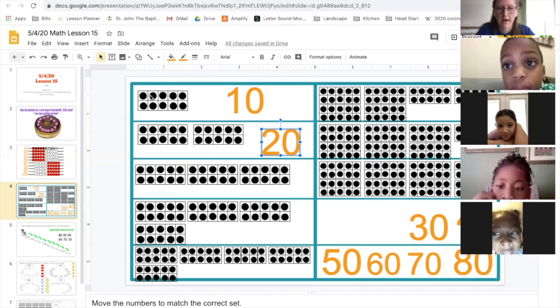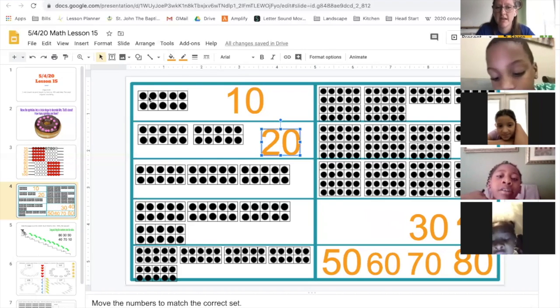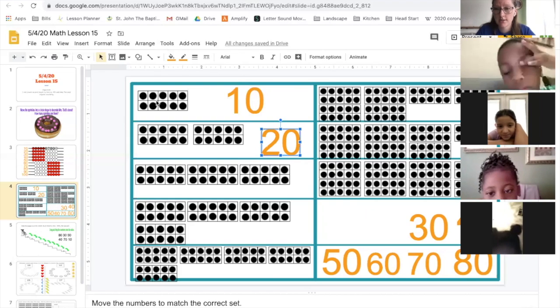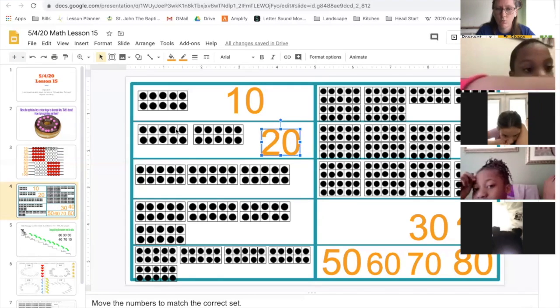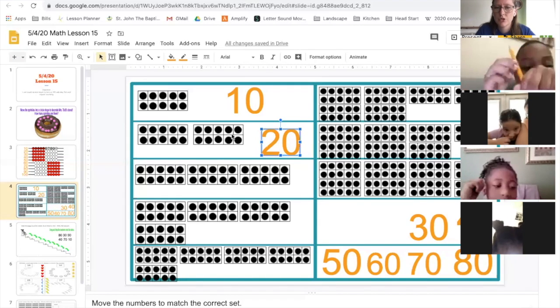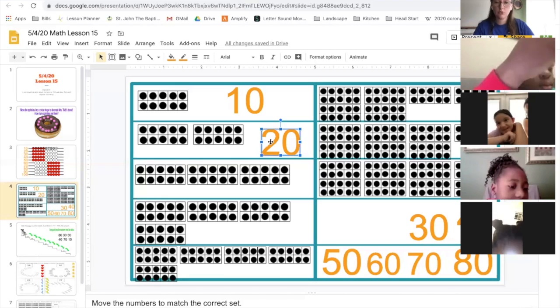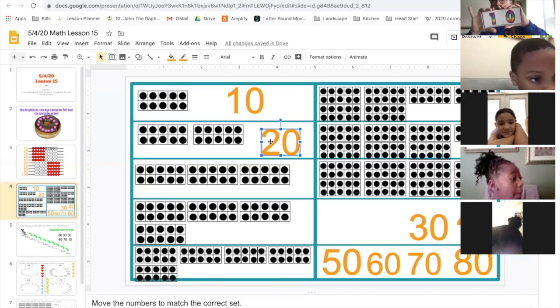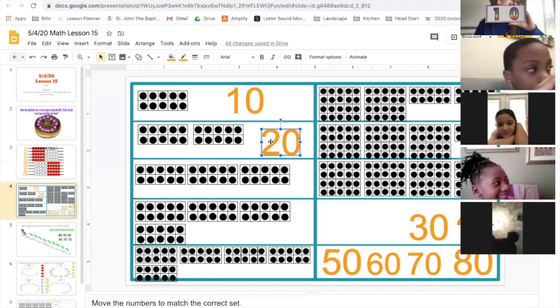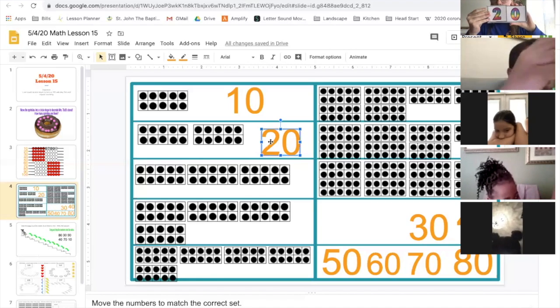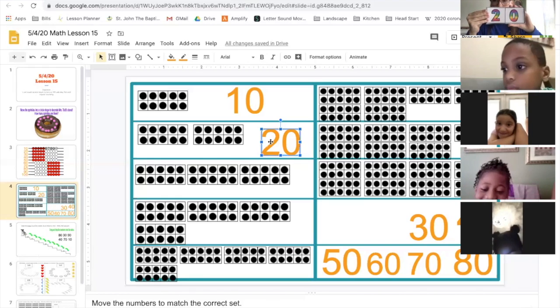So we know that this full 10 frame has 10 dots. And down here, how many full 10 frames did we have? We had 1, 2. So we changed that first number from 10. If you look at me, there's 10, and then we had 2 of them. So we put the 2 in front, and now we had 20.